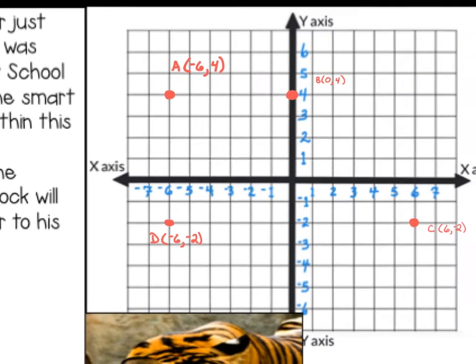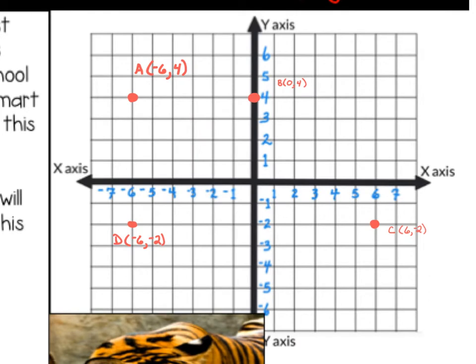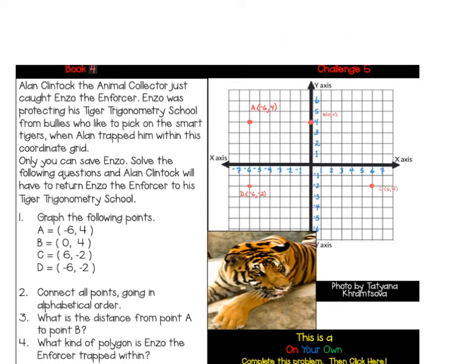So let's go ahead and write D here, and that is in parentheses. We're going to put -6, -2, and bam, there you have it. And right there, look at that. We are done. We got point A, B, C, and D all completed, and that's what your paper should look like.